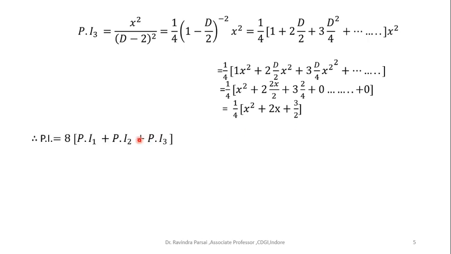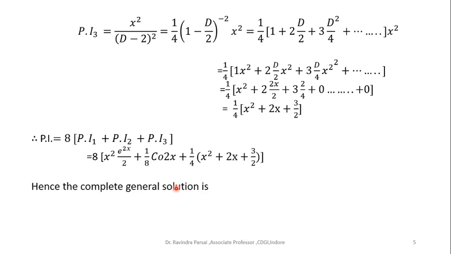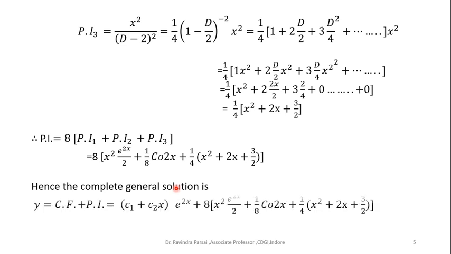Now we can conclude the particular integral as P.I.1 plus P.I.2 plus P.I.3, just by adding all these, which gives the integral values here. Hence the complete general solution is the complementary function plus the particular integral, so y equals c1 plus c2x into e raised to 2x, plus 8 times of this.